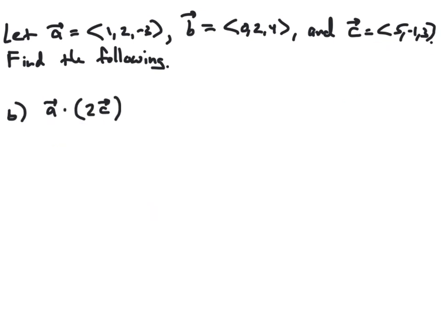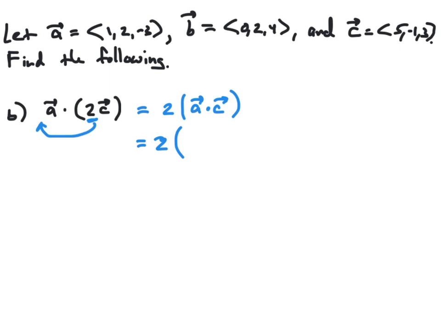Next, we'll find the product A dot 2 times vector C. Using a property of dot products, we can take the scalar of 2 and move it outside of our dot product. So this would be 2 times A dot C. So we have a simpler dot product to compute, and then we'll just scale that by 2 at the end. So here we'll need to compute A dot C.